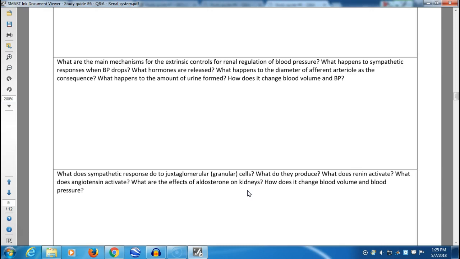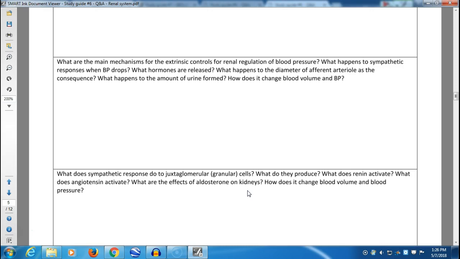If blood pressure is low, what are the mechanisms? First, the direct mechanism that we just described. We just produce less filtrate. Does that make sense? Now, when blood pressure is low, which system is activated? Sympathetic system is activated. Okay? Now, sympathetic system is, that's going to be cardiac stimulation. No, that's a different one.